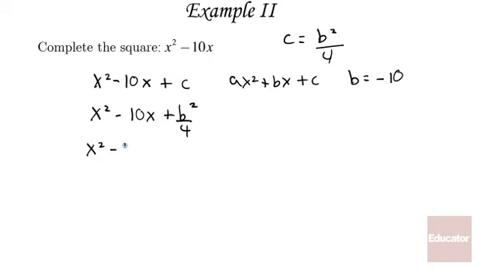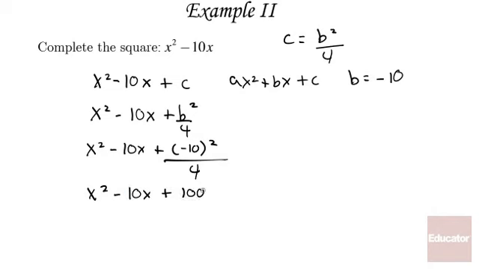So x squared minus 10x plus negative 10 squared, all divided by 4. So x squared minus 10x plus negative 10 squared is 100 divided by 4. X squared minus 10x plus 25. This is a perfect square. This is the same as x minus 5 squared.